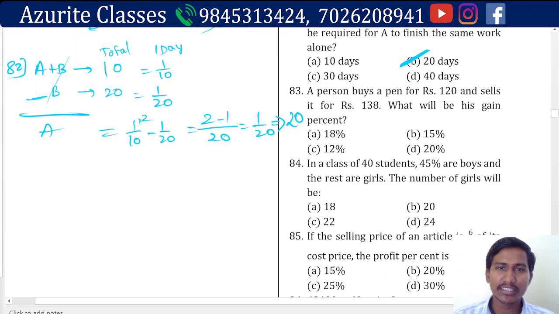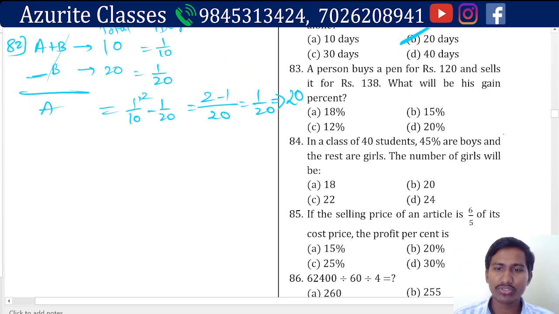Next let us do 83 question. So 83 question is what? A person buys a pen for 120 rupees and sells it for 138 rupees. What will be the gain percentage? So directly you do it.